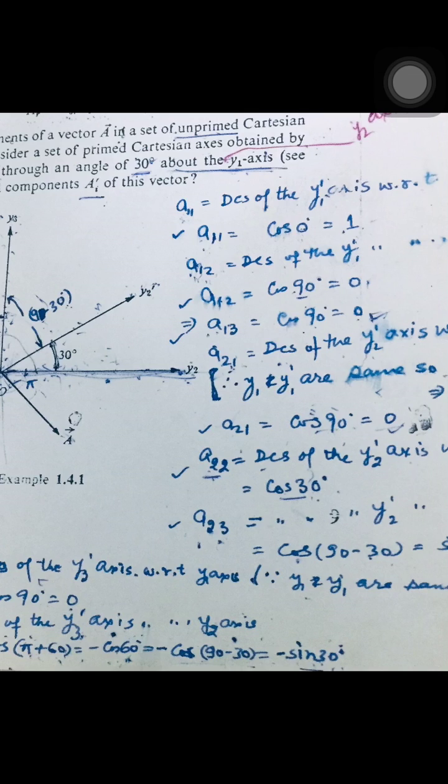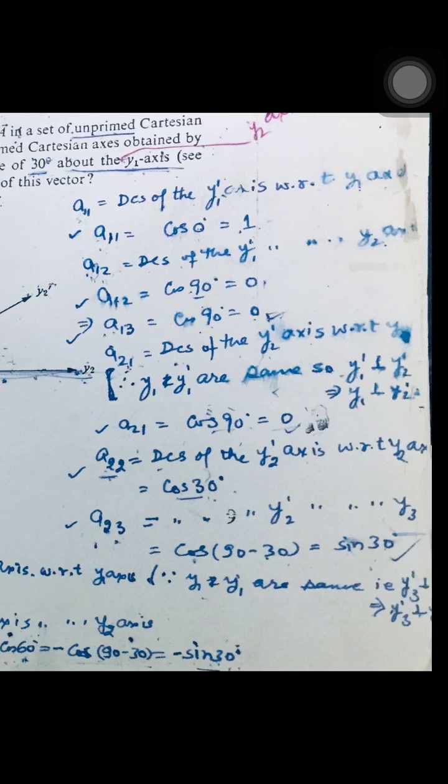That is in a very simple way because of y1 and y1 dash. A11 is nothing but the direction cosine between y1 and y1 dash, and both axes are the same because the Cartesian coordinate system rotates with the y1 axis as the axis of rotation. So the y1 axes are the same and y2, y3 are rotated by 30 degrees. This can also be understood from the next slide, and then we come back here.